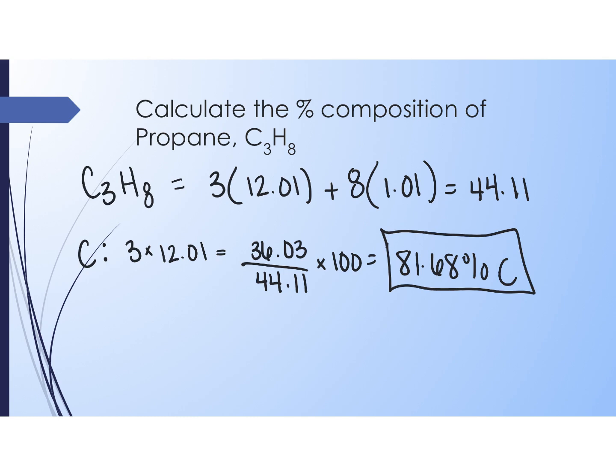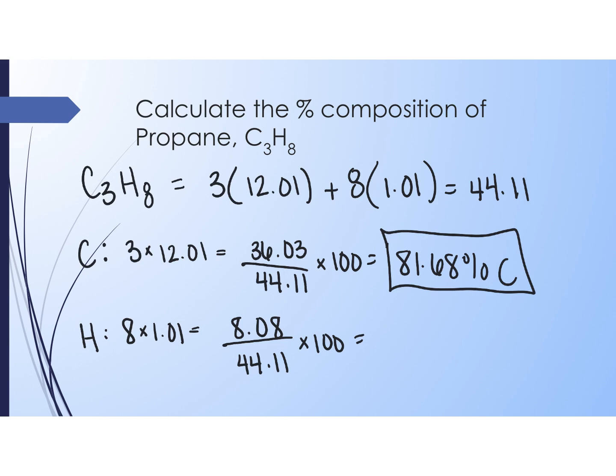Okay, what's the other element in this compound? Hydrogen. So then now we're going to do the same thing for hydrogen. We're going to get the mass of hydrogen. How many hydrogens are in this compound? Okay, so make sure you multiply hydrogen's mass times 8. So what's 8 times 1.01? Good. Okay, so we'll take the total mass of hydrogen, which is 8.08, and divide it by the total mass of the compound, and multiply it by 100.